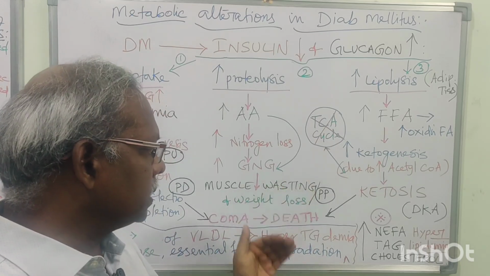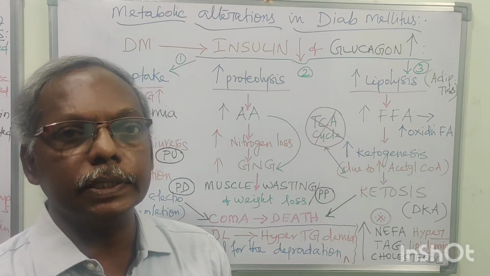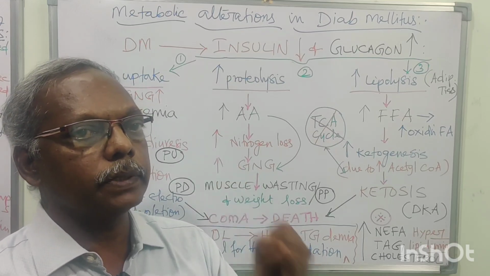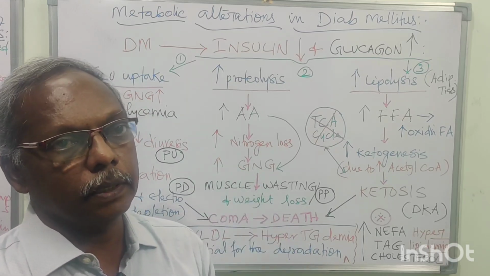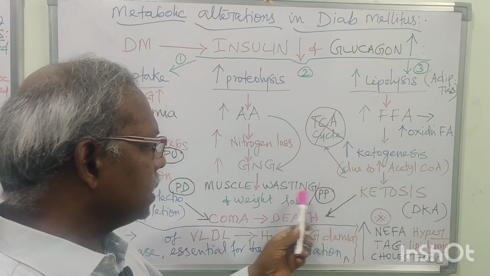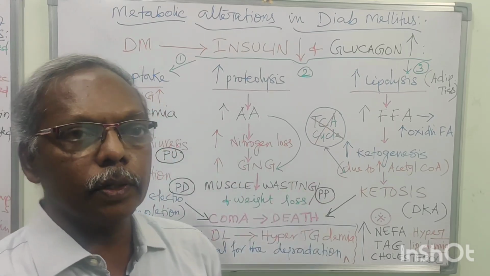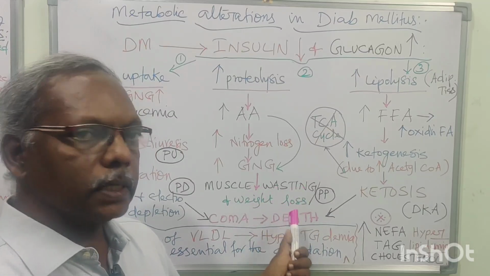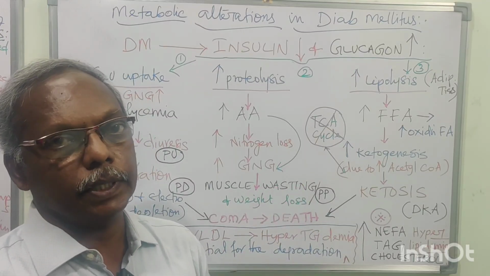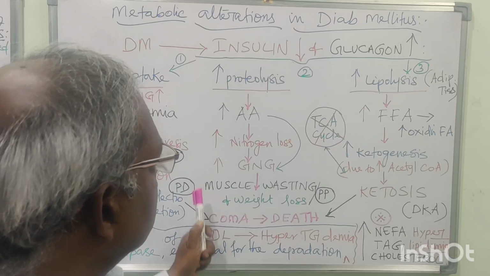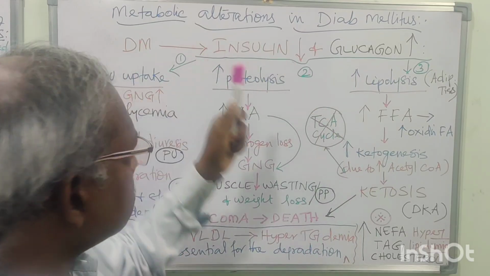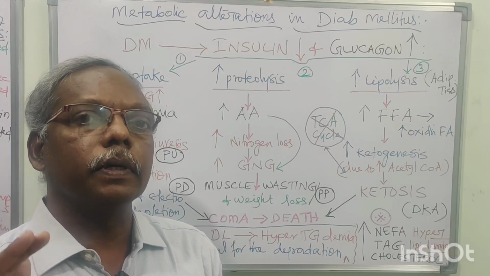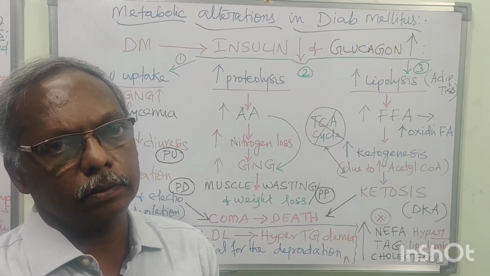Because of this muscle wasting, they will go for polyphagia. That is why all diabetic patients have polydipsia, polyuria and polyphagia. What is the mechanism of polyphagia? Because of the amino acid deficiency, they will go for muscle wasting and weight loss that leads to polyphagia. So these are the three mechanisms involved in the metabolic changes of diabetes mellitus. Okay.